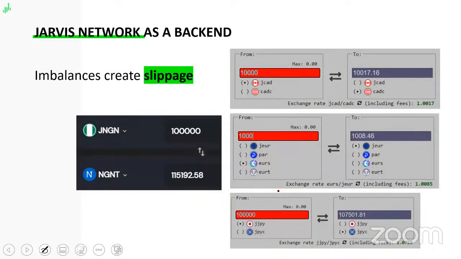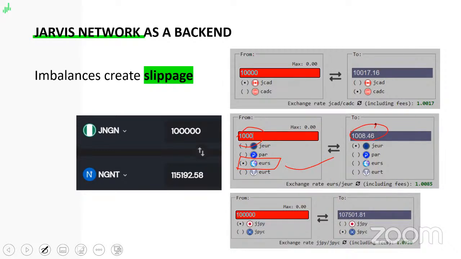Before I explain how those imbalances are happening, what are the consequences of imbalance? First, it can create positive slippage. Positive slippage is when basically you spend $1,000 of something and you get 1,000.5, or you get more. So basically, you make money just by doing a swap, which is pretty cool. So let's take the example of Euro. If you have 1,000 EUROS, you can exchange them for 1,008 J-Euro.